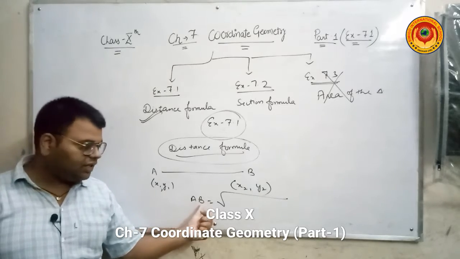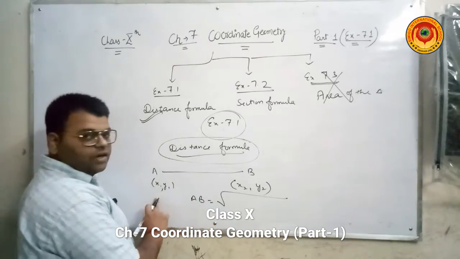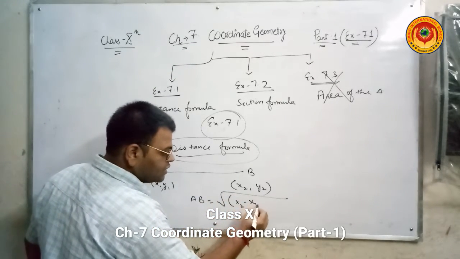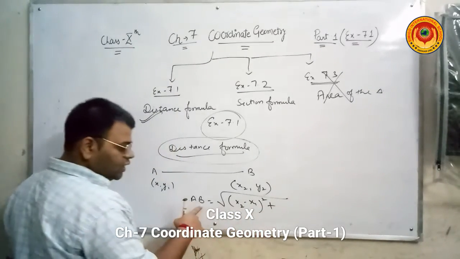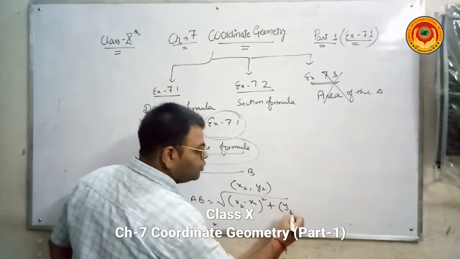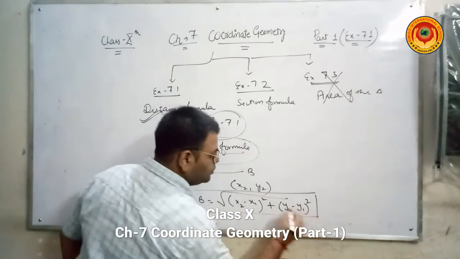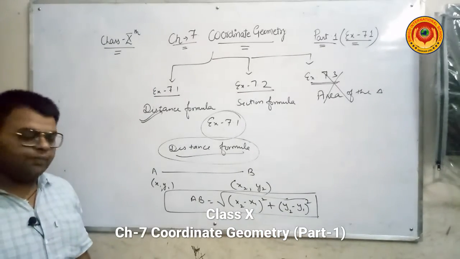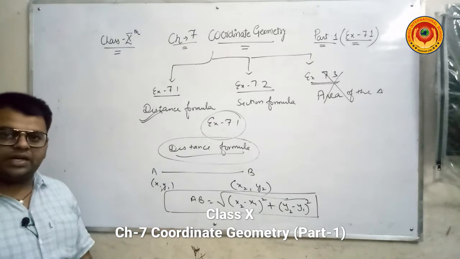AB, you have to keep this in mind. AB, since B comes later, it means you have to subtract the coordinates of A from the coordinates of B. First of all, the x coordinate: x2 minus x1 whole square, plus then the y coordinate, so y2 minus y1 whole square. So this is your distance formula. This formula helps you find the distance between the 2 points. The whole of 7.1 revolves around this formula. Okay, so now we are going to start our questions.